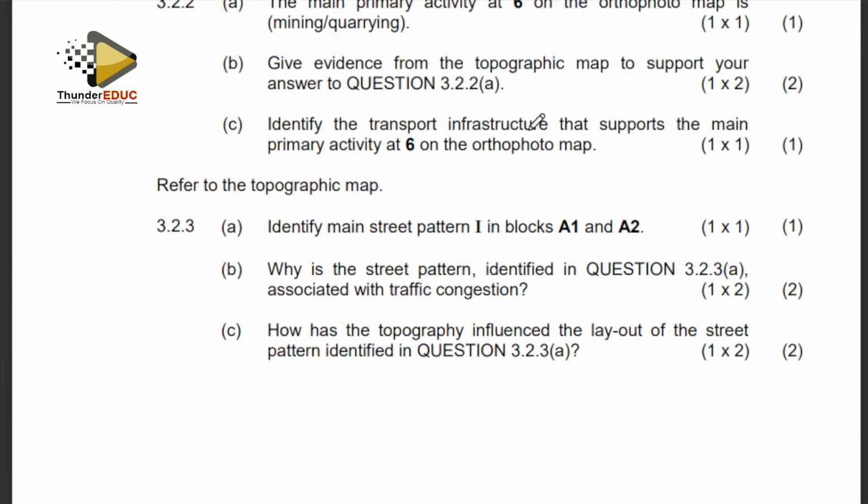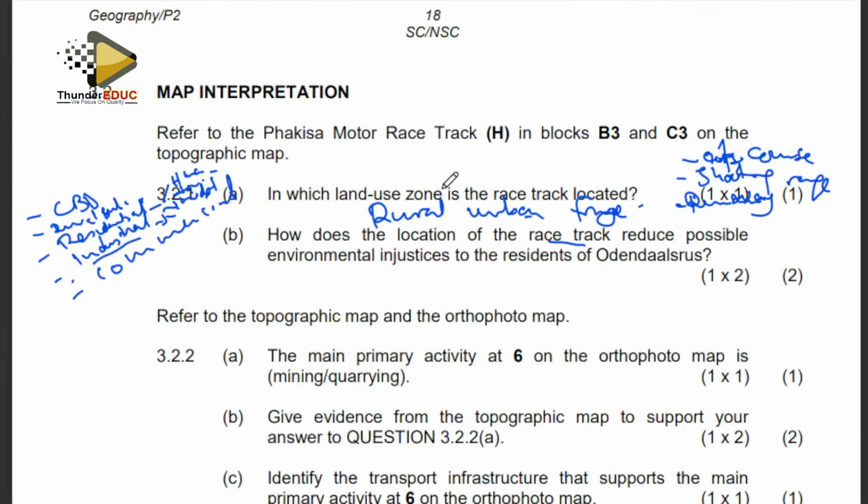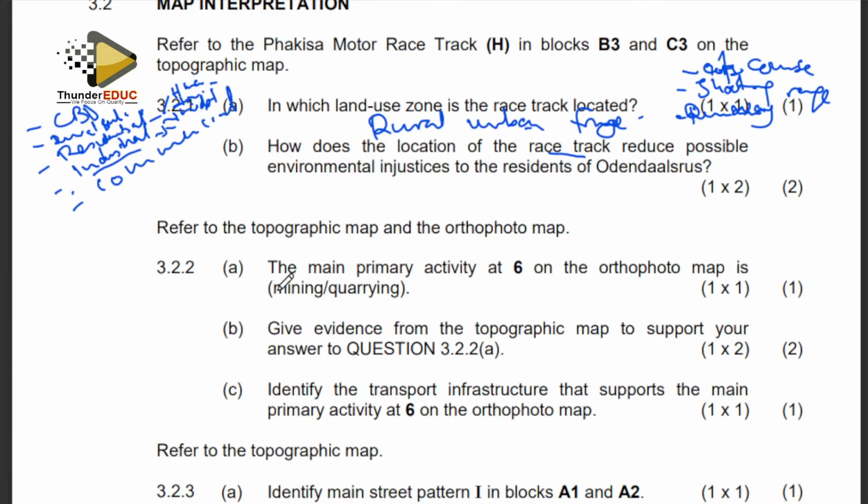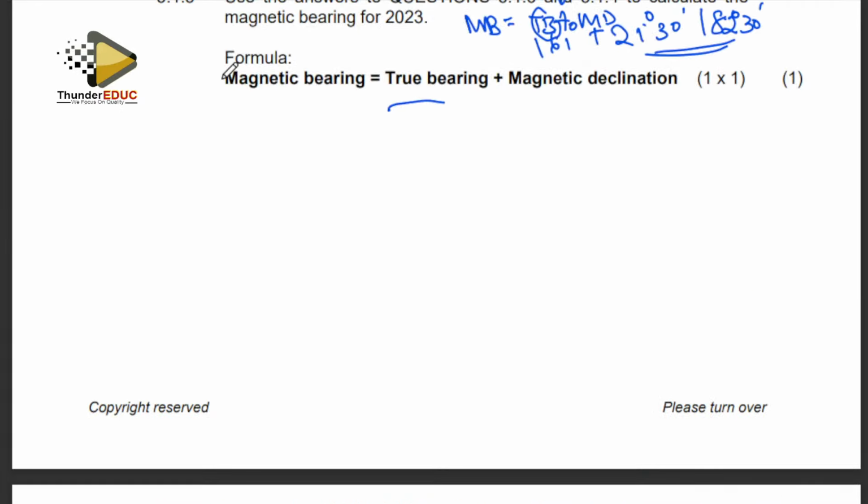necessarily the quarrying. I don't know if you know the difference between the two. Mining is basically the extraction of minerals from nature. Quarrying is the breaking of stones for some other use. So the main activity there could be mining. Okay, what evidence is there? The evidence that is there, let us look at the evidence.